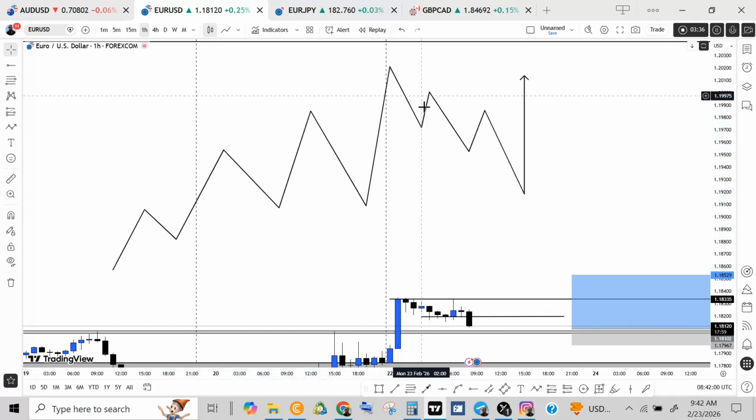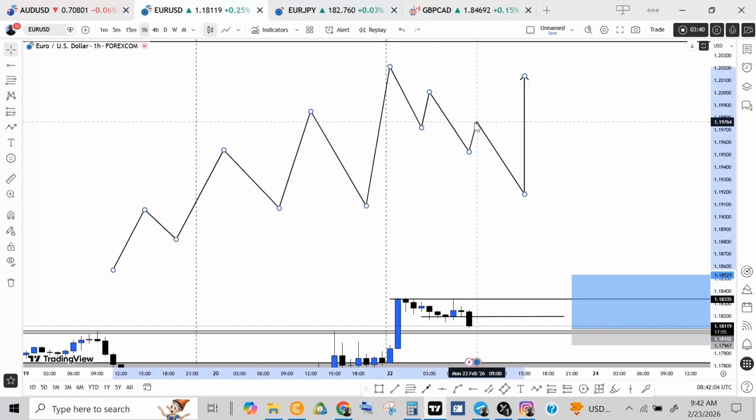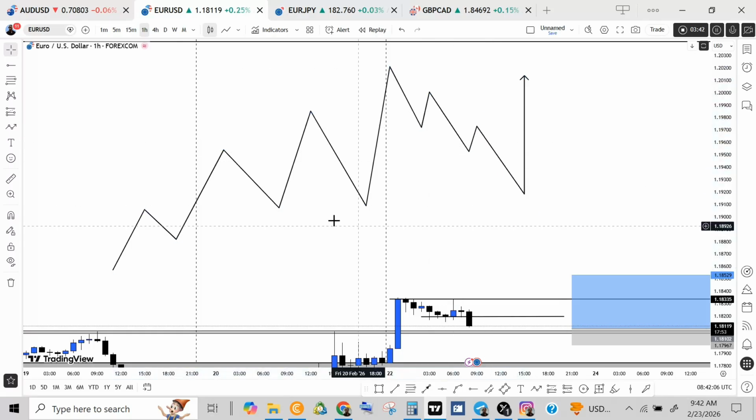All right. So all these things you're seeing here are noise. Until this level is taken out, I'll be looking for bullish opportunity. So if it makes this, I will buy. I will look for a buy here. If it makes this, I will look for a buy here.